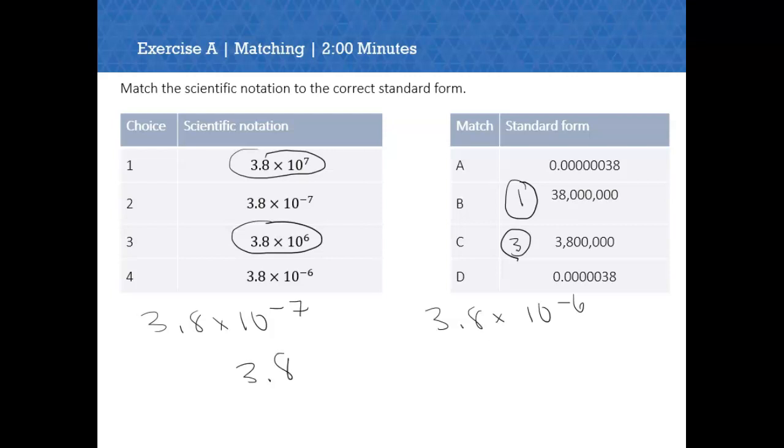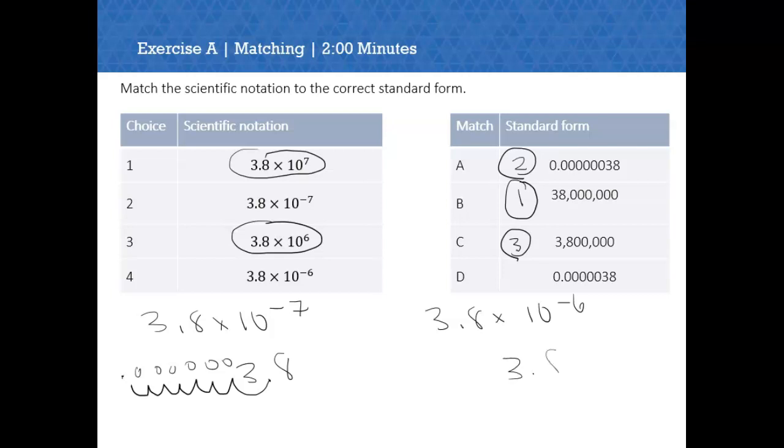So we need to move it over 7 times. So 1, 2, 3, 4, 5, 6, 7. There's our decimal. Add in our zeros. So there should be 6 zeros. So 1, 2, 3, 4, 5, 6 zeros. So this is number 2.